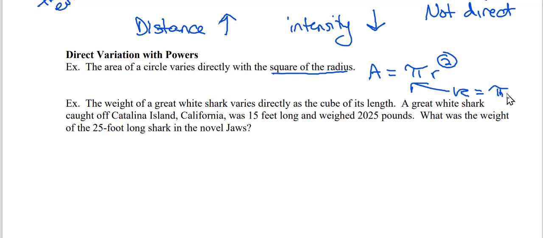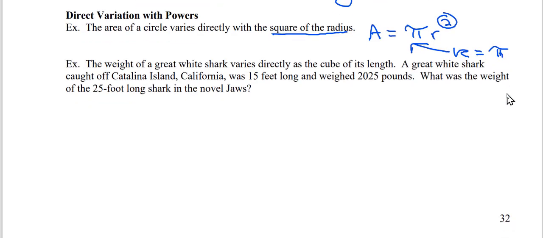Let's do one more example here with direct variation. The weight of a great white shark varies directly as the cube of its length. Let's write the equation from that. Weight varies directly as the cube of its length. So W equals K, that proportionality constant, times L cubed.